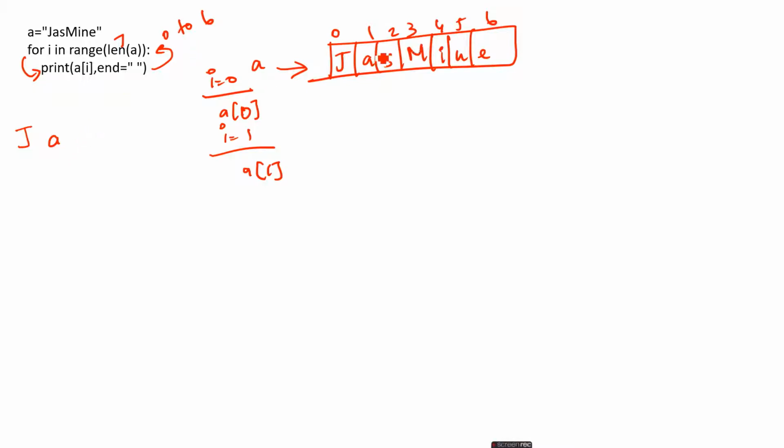Then I equal to 2. Then we have to print A of 2. What is there in A of 2? S. S will be here. Next I equal to 3. Then M will be here. Then I. Then N. Then E. In this way we will get the output. So if you are writing end equal to space, we will get the output in the same line.